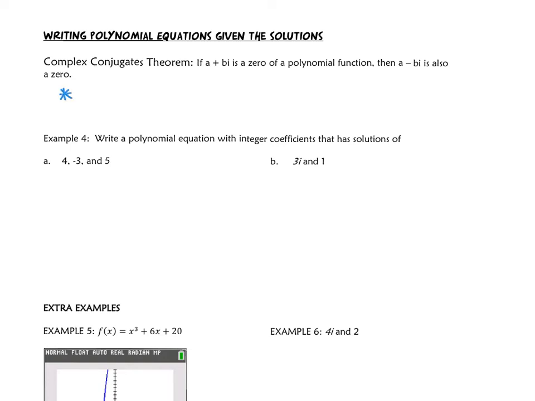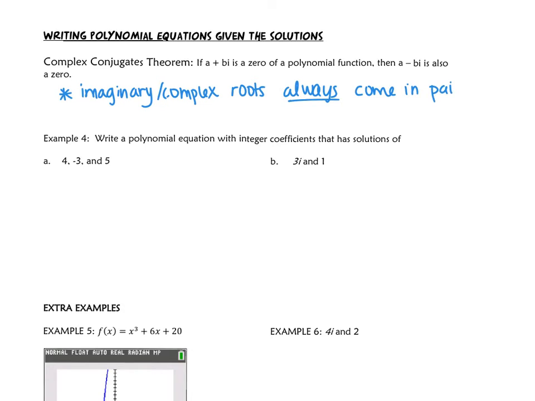What's really important here is that imaginary or complex roots always come in pairs. You're never going to have one complex root. There will always be pairs. You'll have 0, 2, 4, 6. You will never have an odd number of imaginary roots.